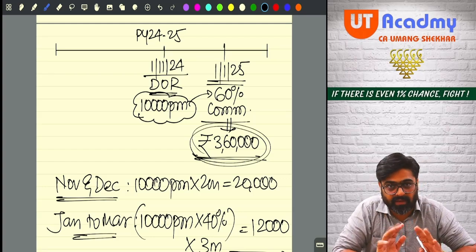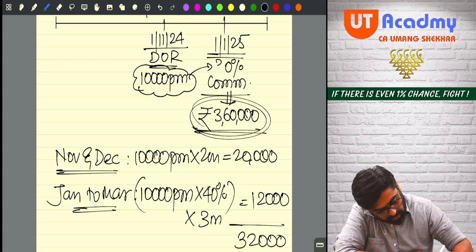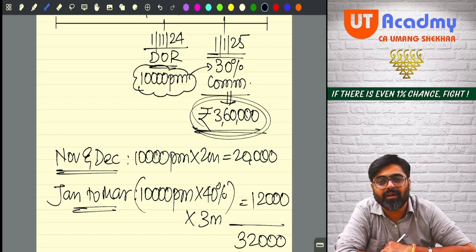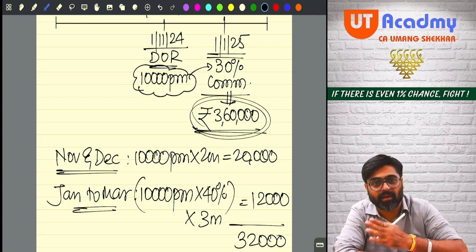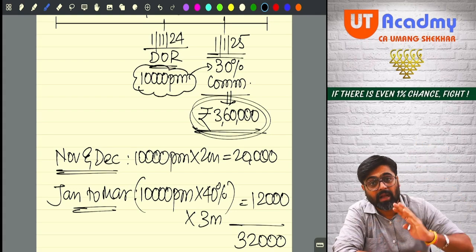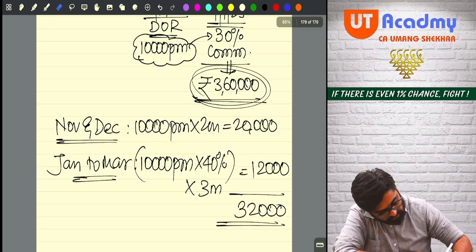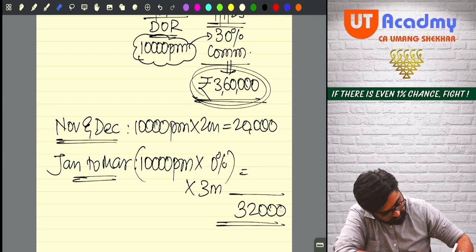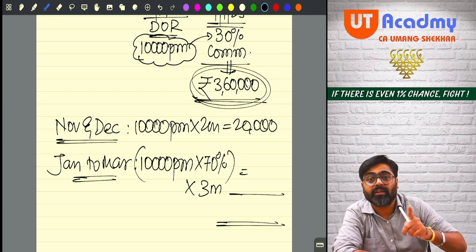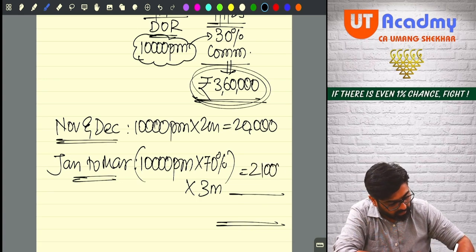Okay. Now pay attention. Can I say he could have commuted 30% and received this much, 360? Can he commute 30% out of 10,000? Yes, he commuted 30%, and by commuting 30%, he got 3,60,000. So now he will be receiving the balance 70% for 3 months. That is 7,000 into 3, which will be 21,000. And now this will become 41,000. Everyone understood?